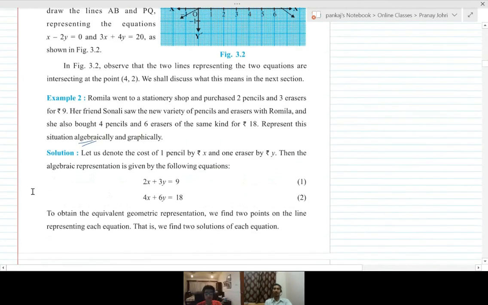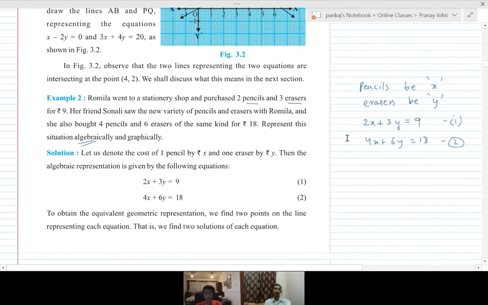So how do we represent? We name each of the variables. Let the number of pencils be x, the number of erasers be y. So now what equations would we be having? 2x plus 3y is equal to 9. And 4x plus 6y is equal to 18. So this is the second equation.